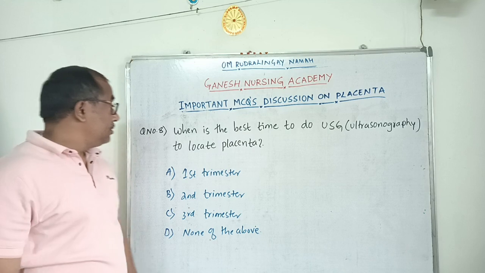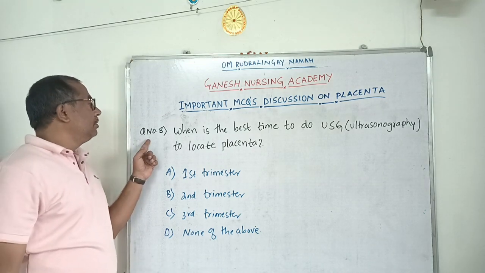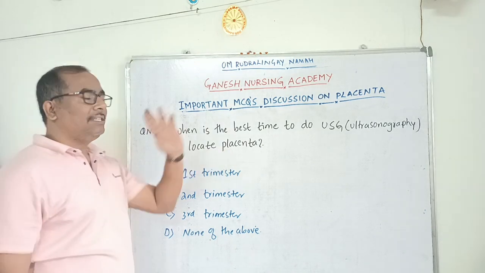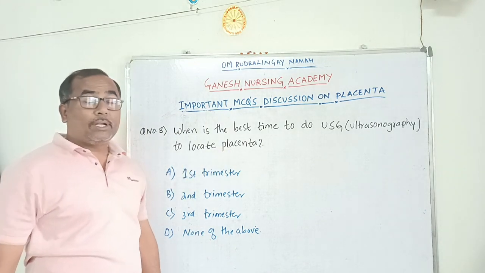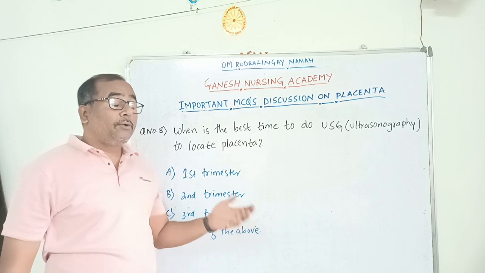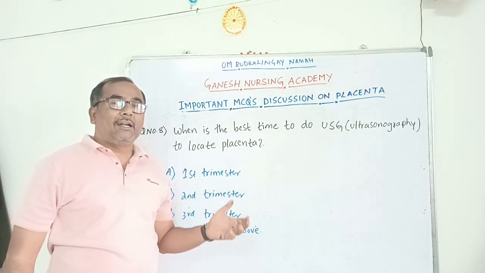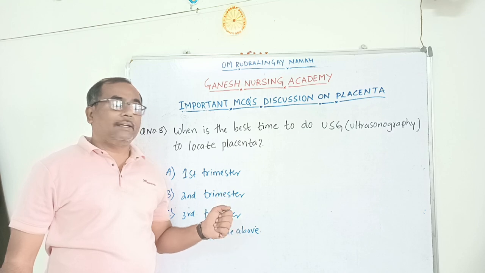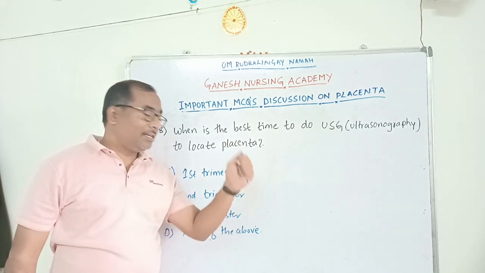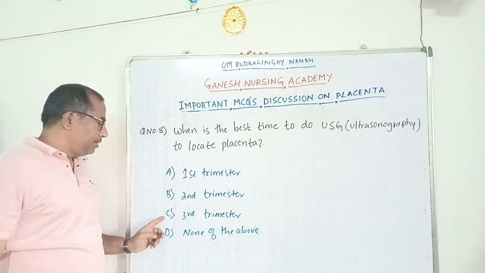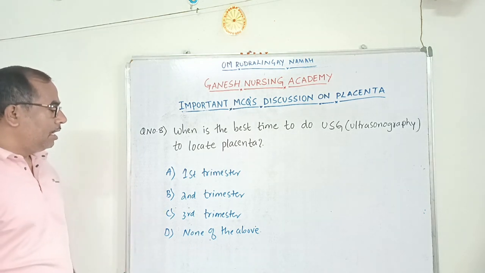Okay, next question. Question number 8. When is the best time to do ultrasonography to locate the placenta? We want to know the location of the placenta and when we need to do ultrasonography. If patients ask when they need to do an ultrasonography to locate the placenta, what will be your answer? Option A is the first trimester, option B second trimester, option C third trimester, and option D none of the above.